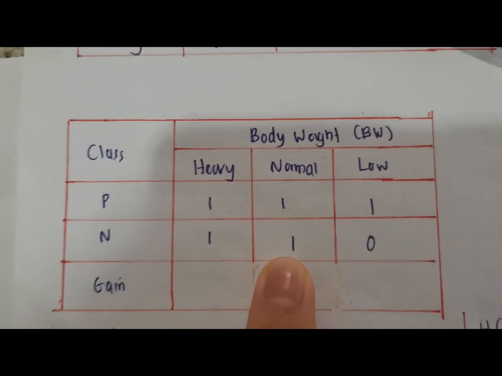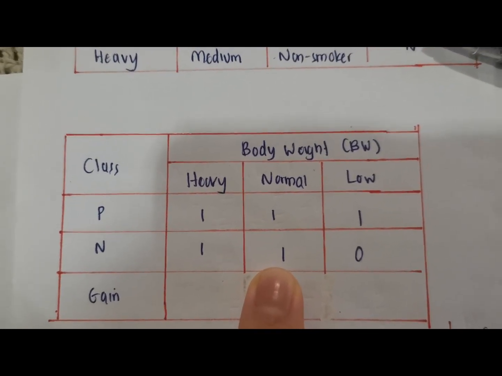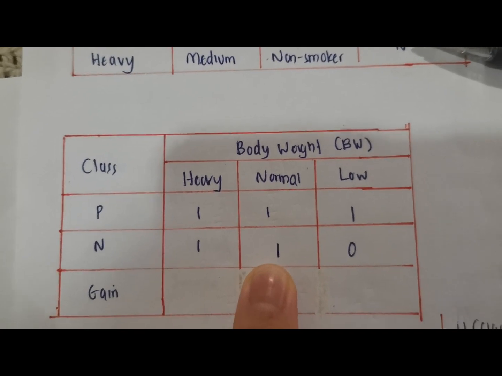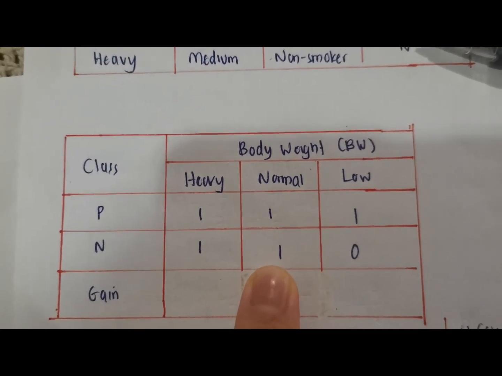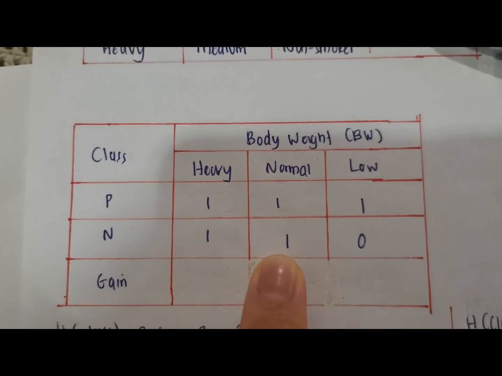So here now, we have to find the new information gain. So let's start with the body weight. We have to form this kind of table so that it is easy to organize all the information.